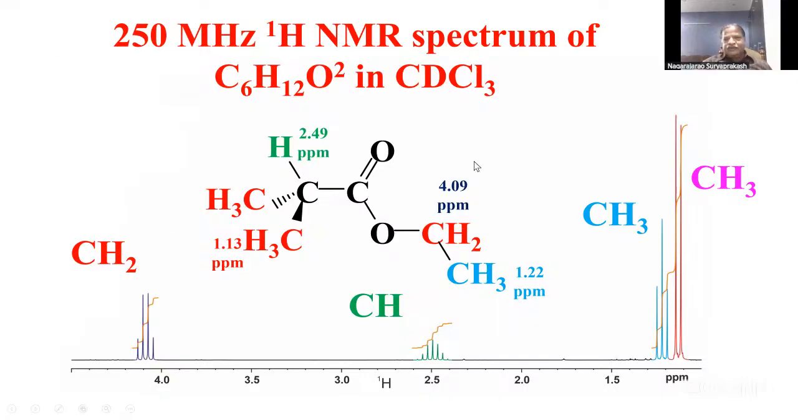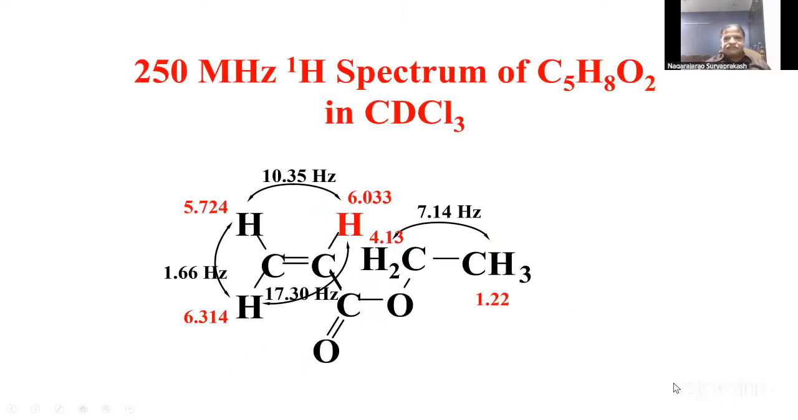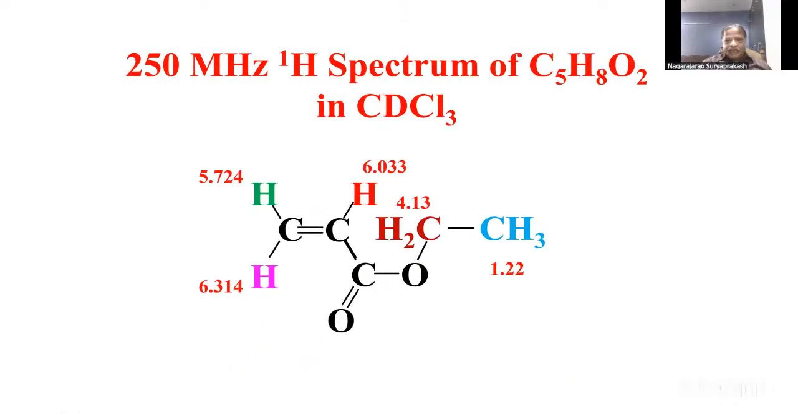So it is going to give a pattern like this, which is called a septet. Because why do you get a septet? This proton first becomes a quartet because of this, and each line of the quartet is further becoming a quartet because of another CH3. I have written it like this. First there is a quartet, and each line of the quartet is becoming another quartet, 1, 3, 3, 1 like this. And finally you add up the intensity, you will get a septet pattern. This is how it comes.